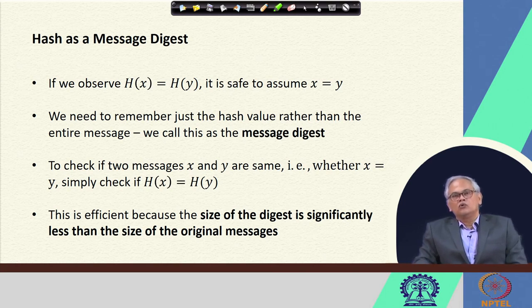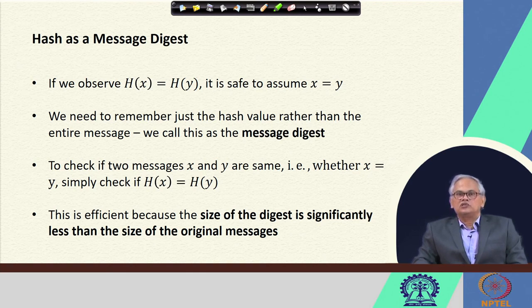Now, in order to later use this document with its certain unique properties, we do not need to keep remembering this whole document D1. Rather, we could generate its digest, say h of D1 equal to M1, that can be used for remembering this particular message.